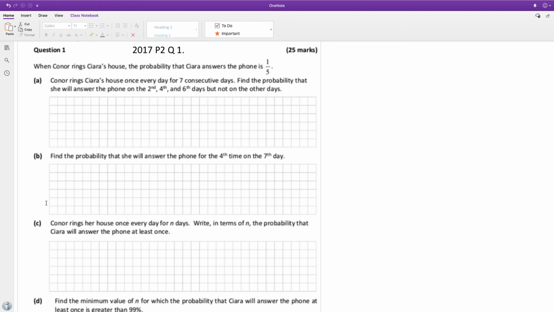So we look at the first question here, 2017 paper 2, question 1. Connor rings Kira's house. The probability that Kira answers the phone is 1 over 5. Connor rings Kira's house once every day for 7 consecutive days. Find the probability that she will answer the phone on the 2nd, the 4th, and the 6th days, but not on any of the other days.